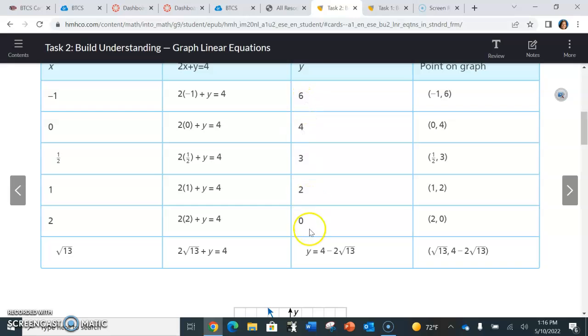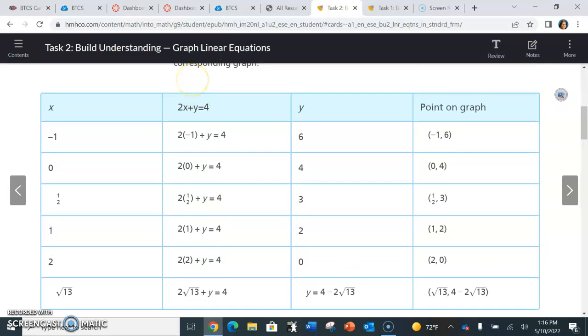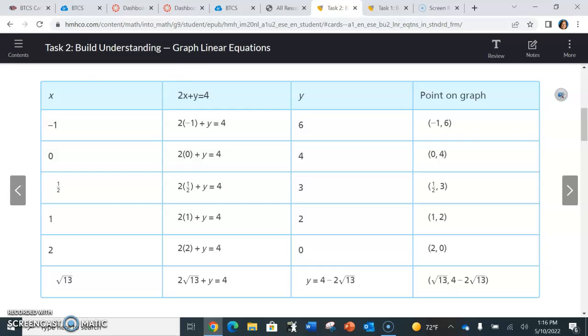Therefore, you can solve for y. So then you have the ordered pair x and y, negative 1, 6, which will be a point that falls on this line, this linear equation here. When you plug it in, it satisfies or makes this equation true.